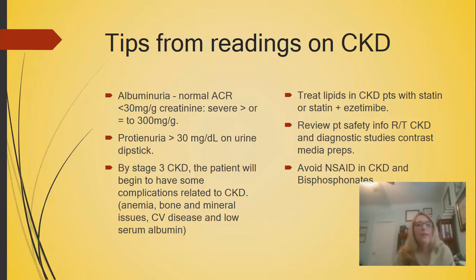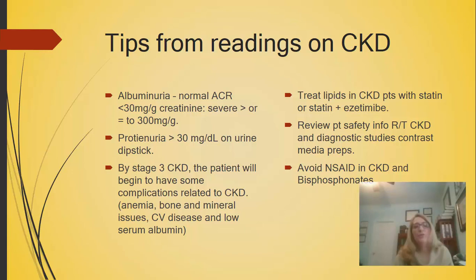Tips when you're reading some of this on CKD, albuminuria, normal ACR is less than 30, so your albumin creatinine ratio is less than that. If it's severe, it's greater than 300. And when you get somebody over 30, you're going to be putting them on an ACE, an ARB, something to try to help bring that down. Proteinuria, greater than 30 in the urine dipstick.